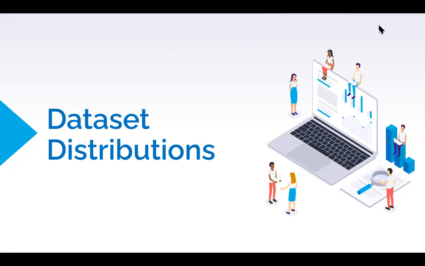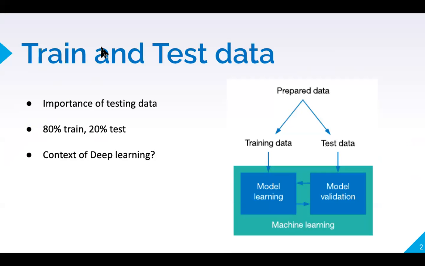So I'm gonna start off with explaining dataset distributions, and most of you probably already know what a train and a test set is, but I'm just gonna explain it a bit more clearly and give an understanding of what a validation set means, in case some of you are a bit confused. So the two main distributions we use are a train and a test.